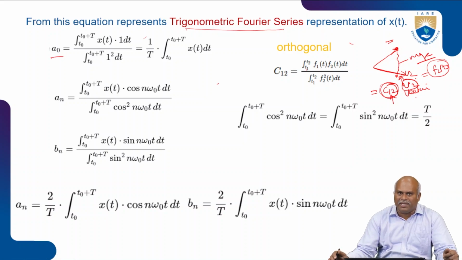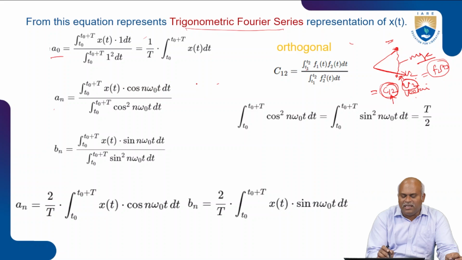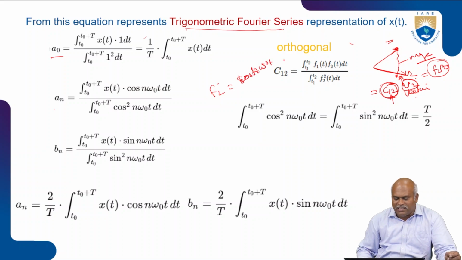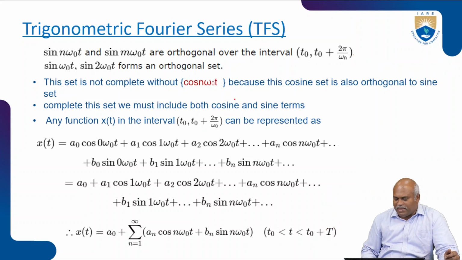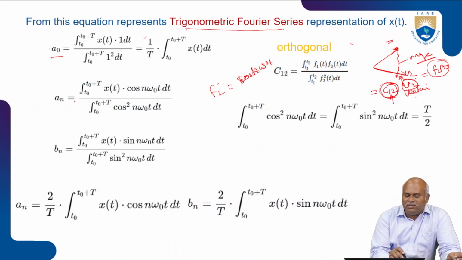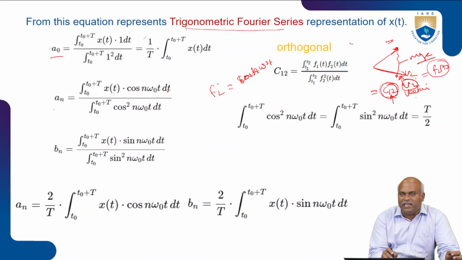Next is another coefficient of the trigonometric Fourier series, An. In this case F2 of t is represented as a cos term, cos n omega 0 t. In the case we have taken, one term is represented as sine and another term as cosine, so both together form a combination of the trigonometric series. So An is equal to the integration of t0 to t0 plus T of x of t cos n omega 0 t dt. Here also F2 is represented as cos n omega 0 t, so in the denominator we write the integration of t0 to t0 plus T of cos square n omega 0 t dt.